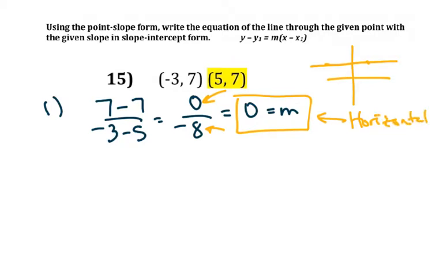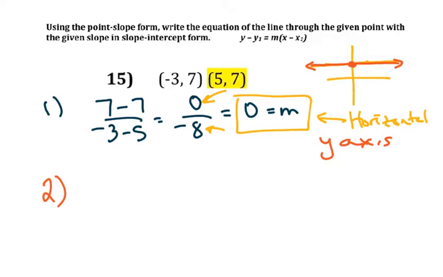Now when you have a horizontal line, what axis does it cross? It crosses the y-axis. So that's some things that are always true. And I'll show you something else in just a second. The next thing we're going to do now is use the point-slope formula.